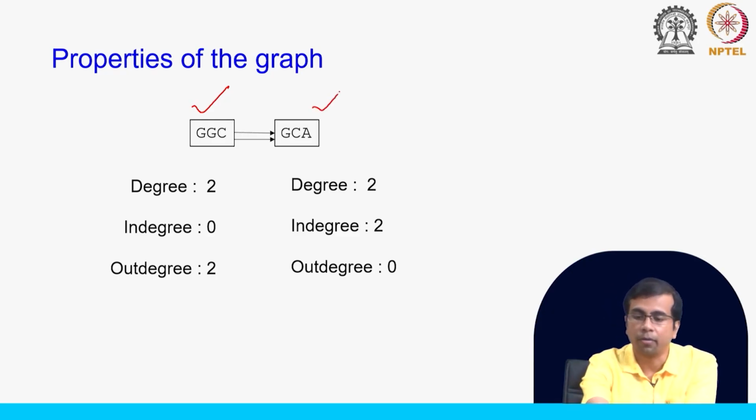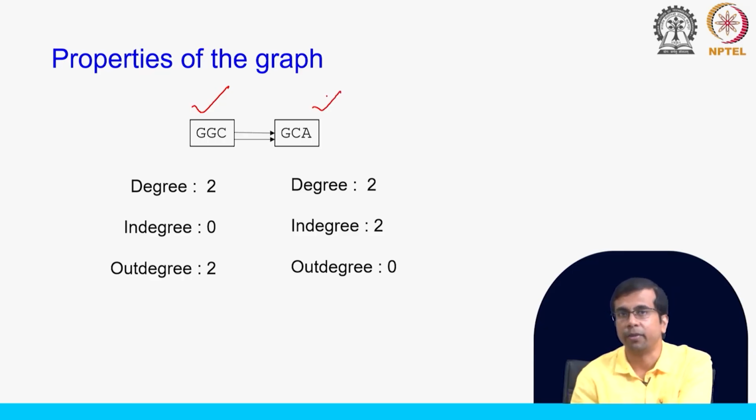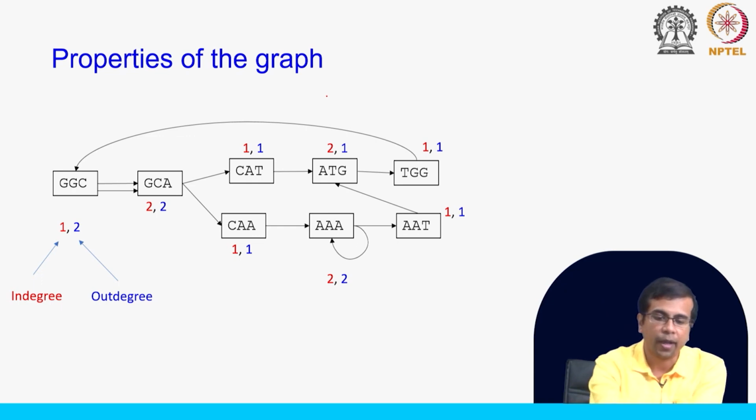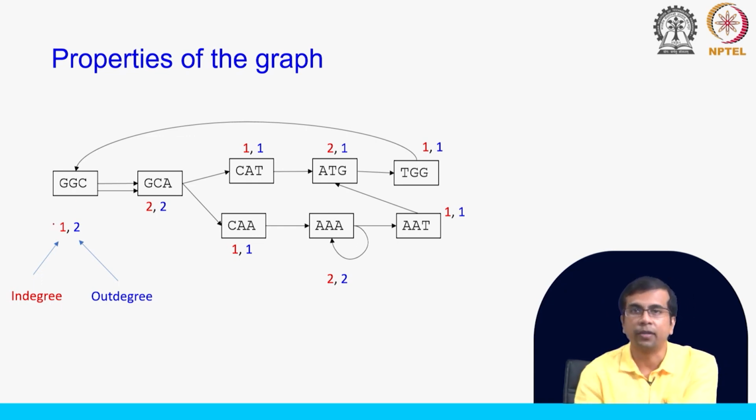And for that node on the right, the in degree is 2 because you have 2 incoming edges, and the out degree is 0 because there are no outgoing edges. Okay. So, now moving on to the full graph, the full overlap graph or the directed multi-graph that we constructed, we can now define these in degrees and out degrees for every node in the graph. So, you can now color code this. We can say the red one, or the first number, is the in degree and the second number is the out degree.